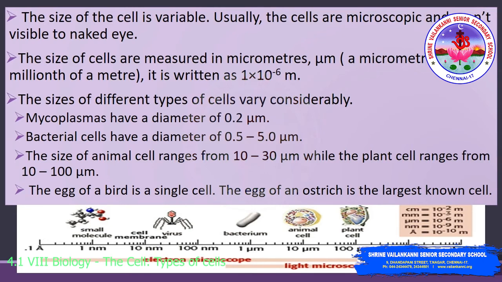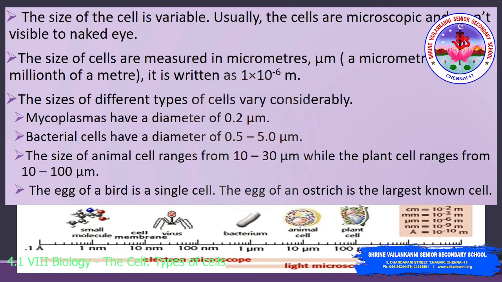Coming to the size of the cells, the size of the cell is variable. Usually, the cells are microscopic and aren't visible to the naked eye. The size of the cells is measured in micrometers, which is represented by μm. A micrometer is 1 millionth of a meter, and it is written as 1 into 10 to the power minus 6 meter. The sizes of different types of cells vary considerably.